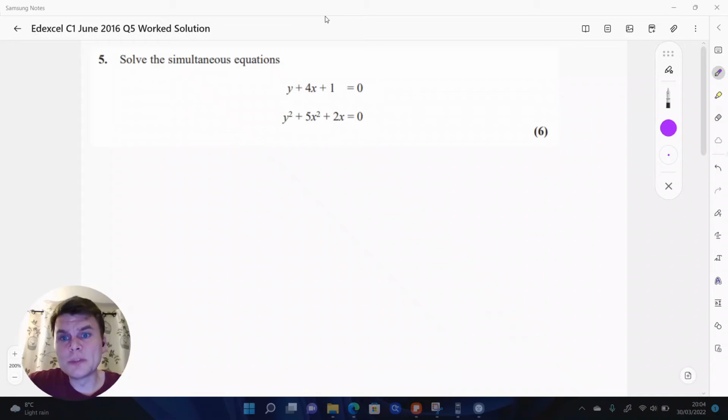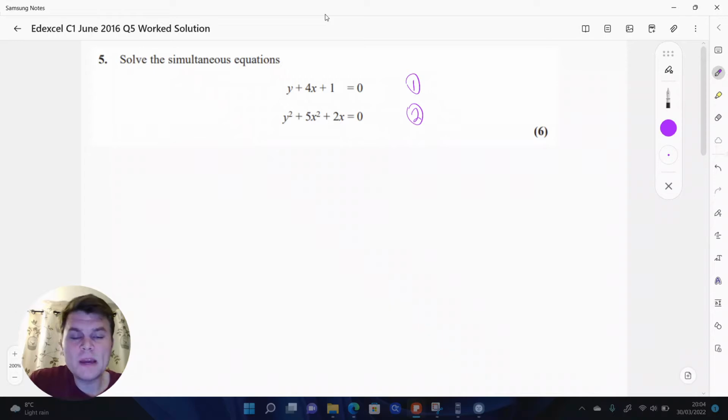So for this question, we have a simultaneous equations question, and we've very clearly got a linear equation here. But we've also got something a little bit different here. We've got a y squared term and an x squared term there. So it isn't as straightforward. Worth numbering both equations, something that I always do with any simultaneous equations question, because then you can quickly refer to either one in your working.